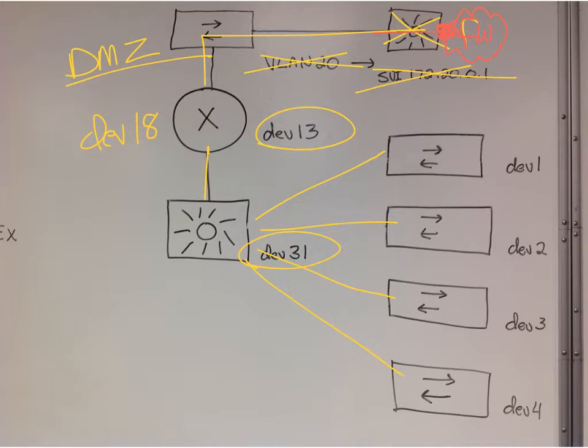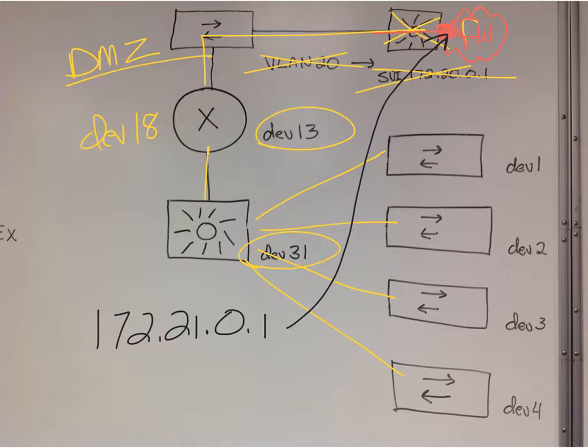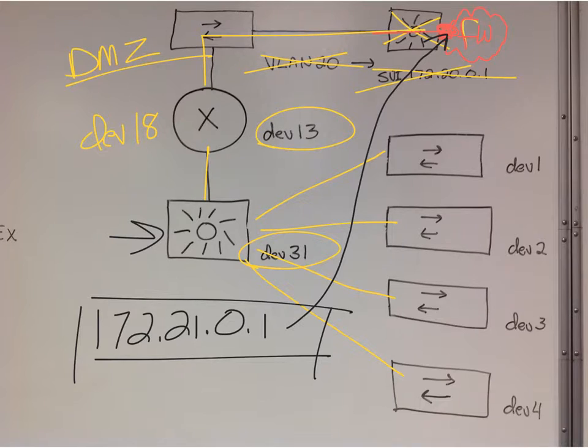And that network, give the address for that, and that would be 172.21.0.1. That address is this address on the edge of the firewall going into the DMZ. And this is the network the students are currently using for their multi-layered switch router project.